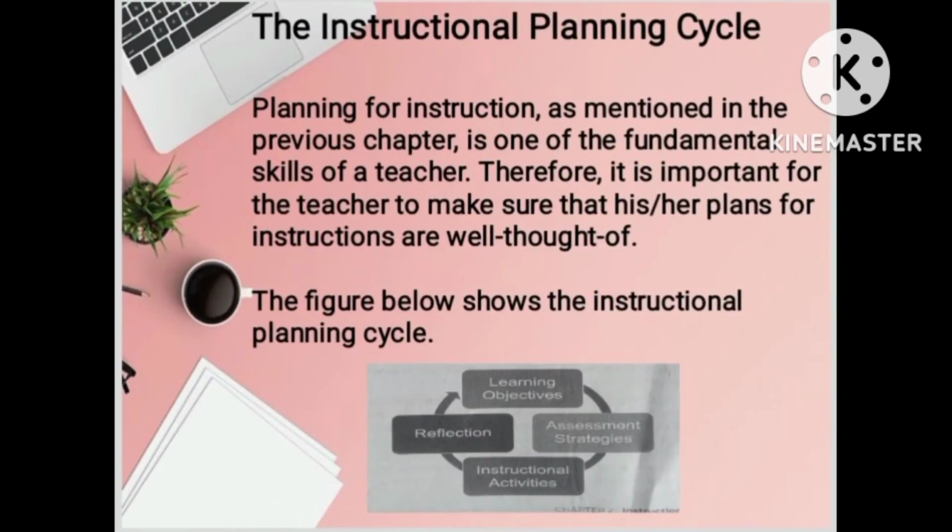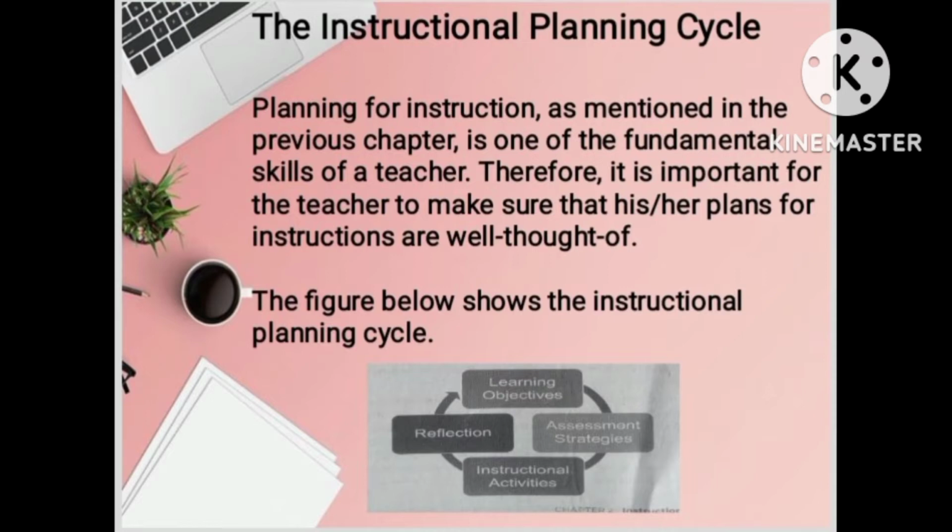The instructional planning cycle. Planning for instruction, as mentioned in the previous chapter, is one of the fundamental skills of a teacher. Therefore, it is important for the teacher to make sure that his or her plans for the instruction are well thought of. So, a simple way to perform the instructional planning cycle is by stating the intended instructional outcomes.